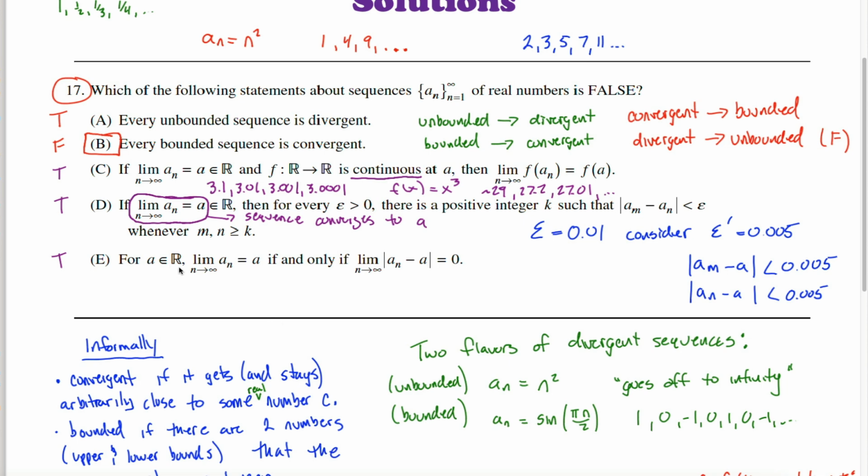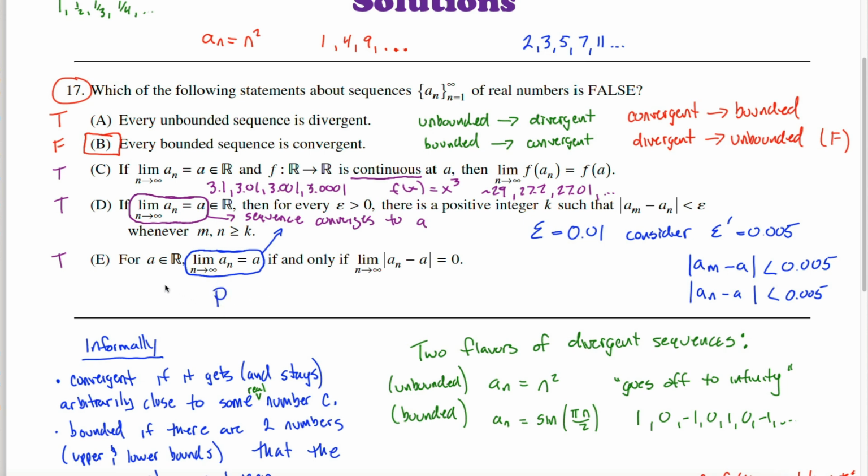Finally, E, what E says is, we have the same statement here. The limit as n approaches infinity of a sub n equals A. In other words, the sequence converges to A. If and only if the limit of this new sequence, the absolute value of a sub n minus A, is equal to 0. The if and only if kind of makes you want to go in both directions.